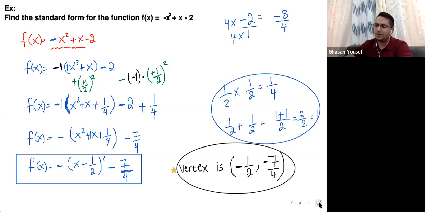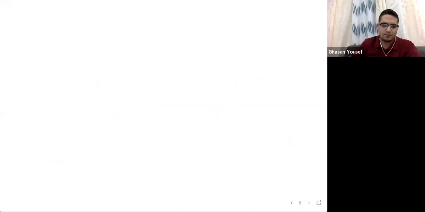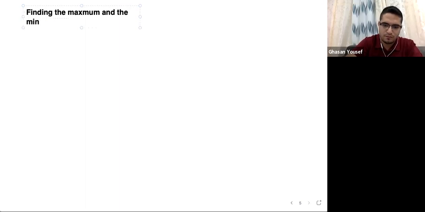Okay, so now we're going to learn how we can find the minimum and the maximum value without using the standard form. So before, we were using the standard form to find the minimum and the maximum value. Now we're going to find the minimum and the maximum value for the quadratic function without using the standard form.